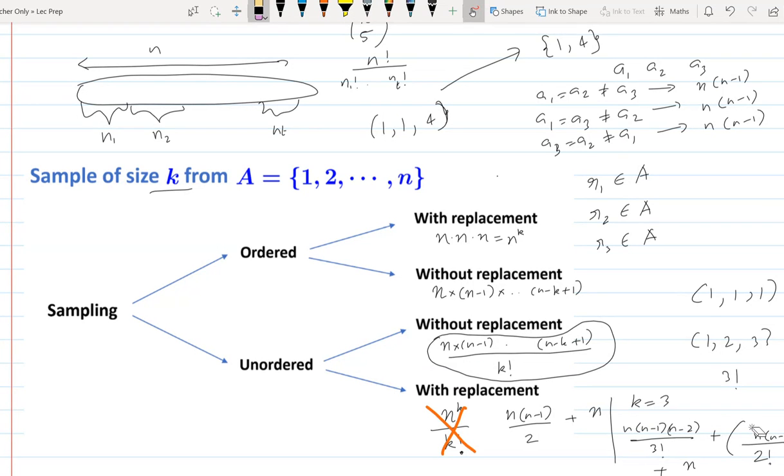The thing is, in the number of possibilities, just a second. There is some intersection between these 2 cases. So these are already covered in this.